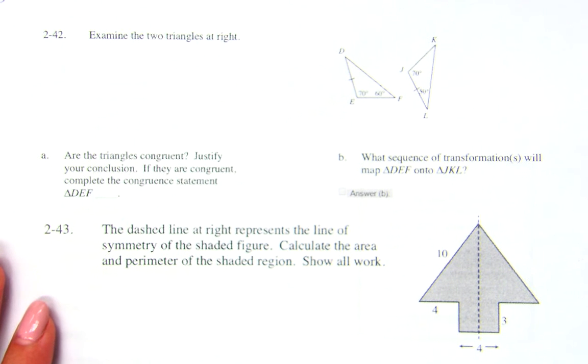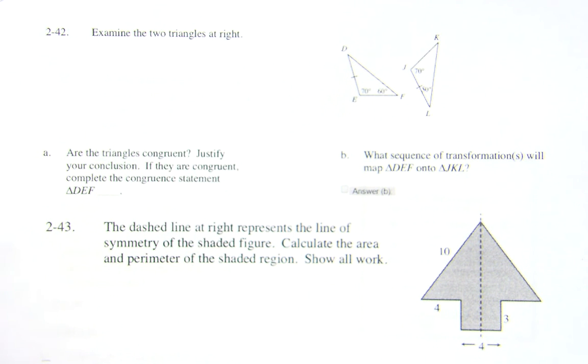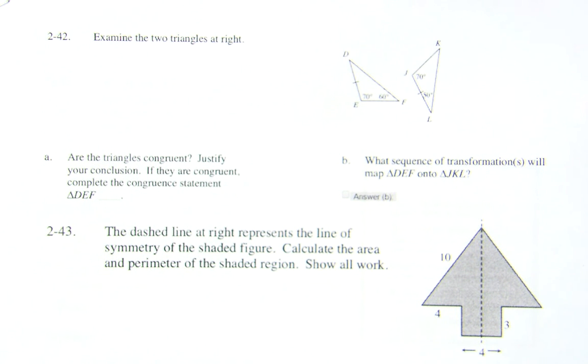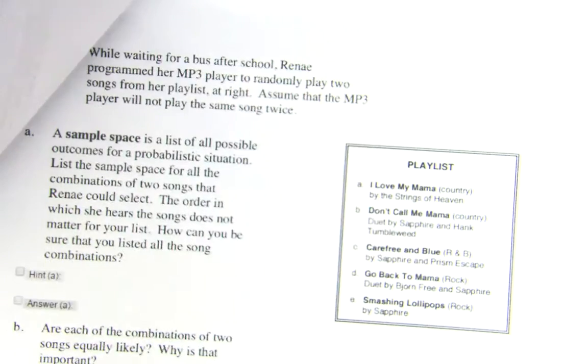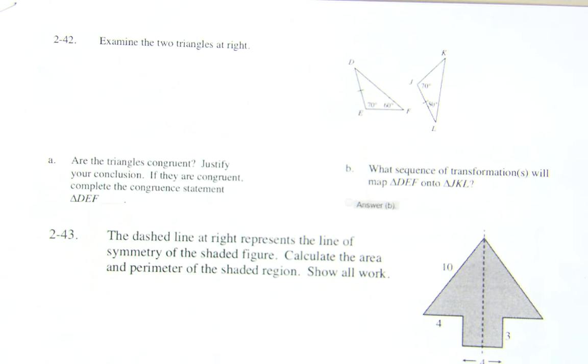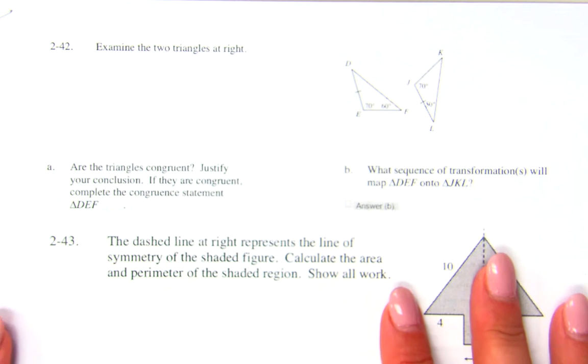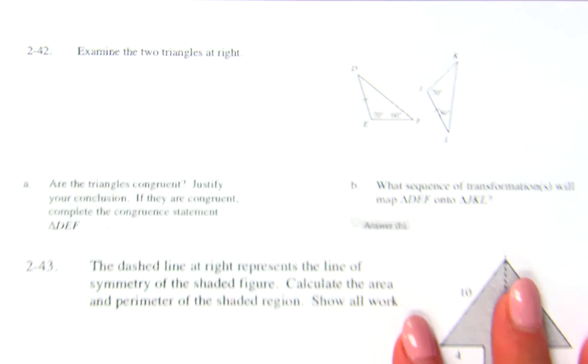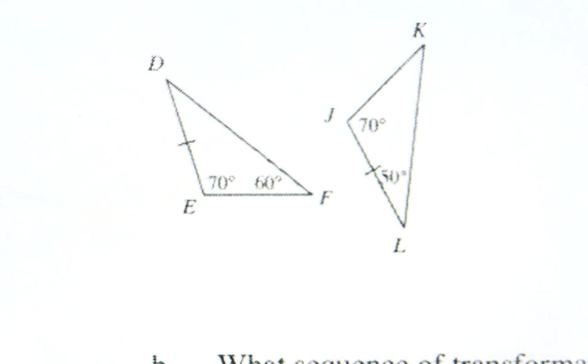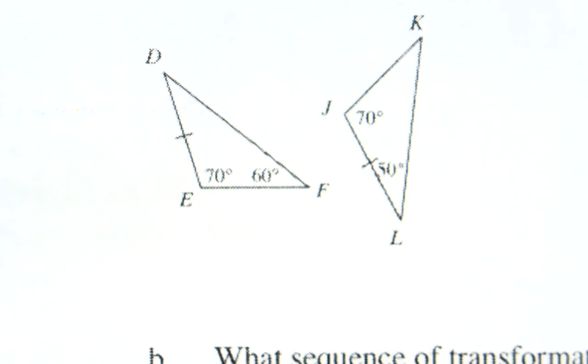All right, in this Math 2, we're going to do 42, 43, 44, and 45 in Chapter 2. There's a couple of different ways I'm trying to figure out how to do this. 45 is pretty self-explanatory, but 43 is a little weird. So, all right, examine the two triangles at the right. Okay, we're examining them. And the question is, are they congruent? I'm going to tell you right now that they are.